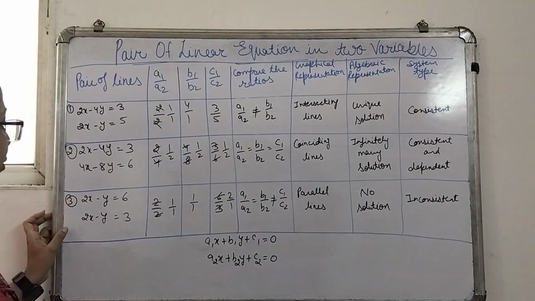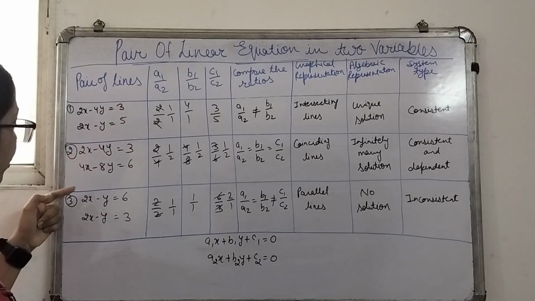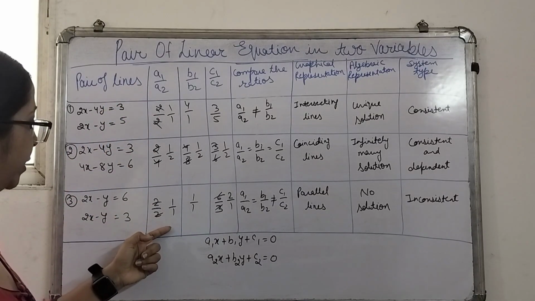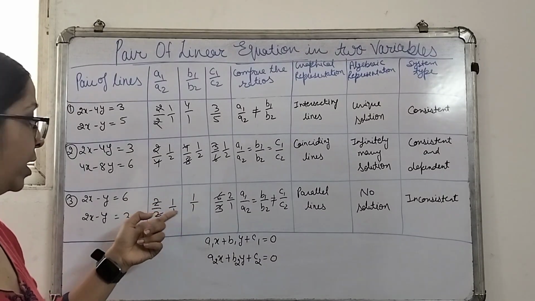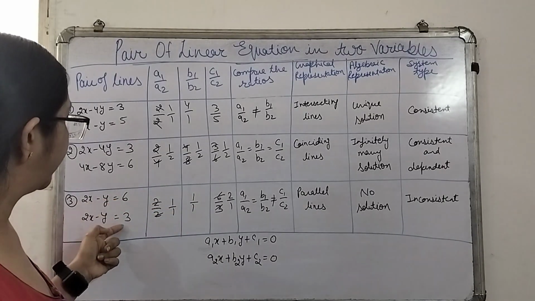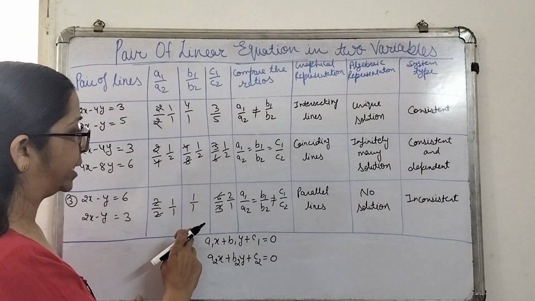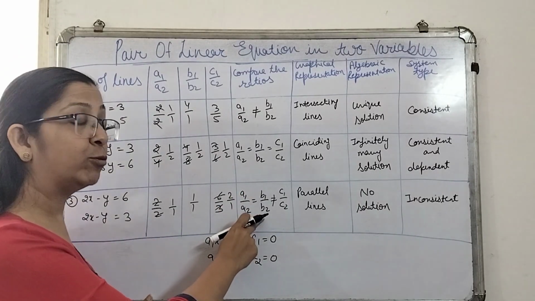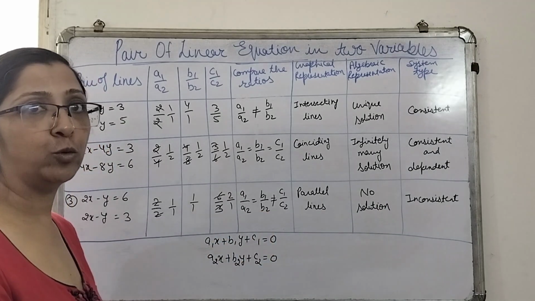Now the third type of equations will be, if we compare these equations, a1 over a2 is over here 1 by 1, b1 over b2 is minus 1 over minus 1, that is 1 by 1, and c1 over c2 is 6 by 3, that is 2 by 1. So we can compare these and we can say that a1 over a2 is equivalent to b1 over b2, but it is not equivalent to c1 over c2.